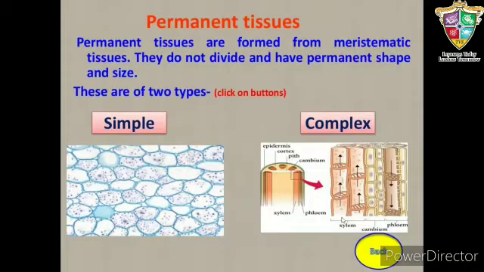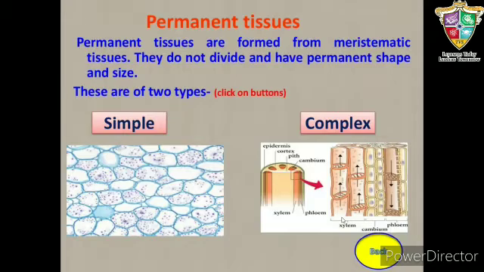In today's session, we are going to study about simple permanent tissue. Permanent tissues. Meristematic cells take up a specific role and lose the ability to divide further and form permanent tissues. The process of taking a permanent shape, size, and function is called differentiation. Cells of meristematic tissues differentiate to form different types of cells which altogether form permanent tissues.